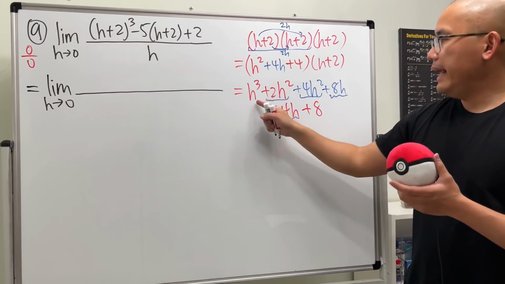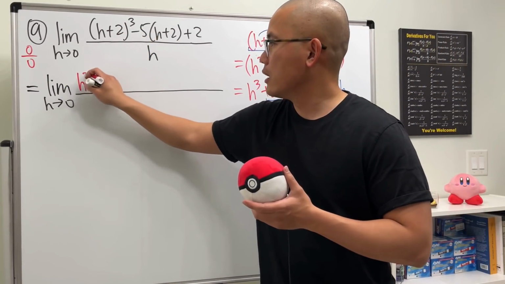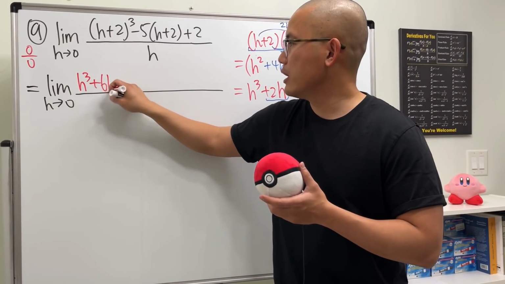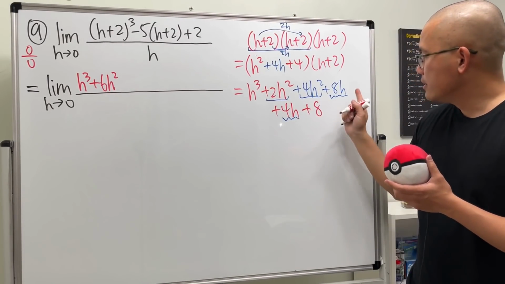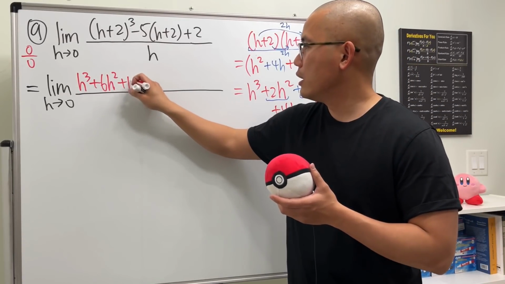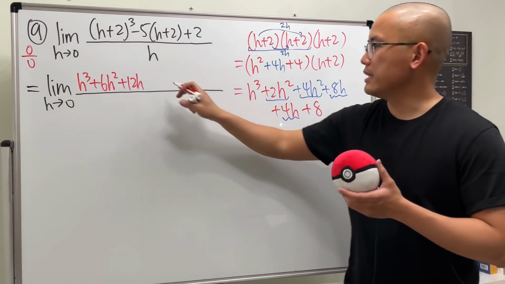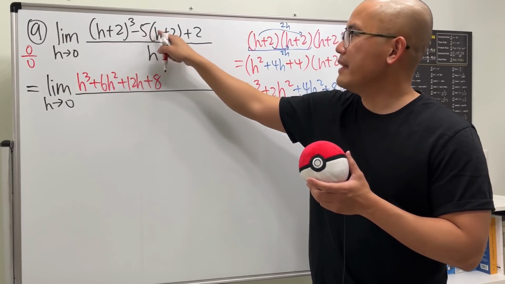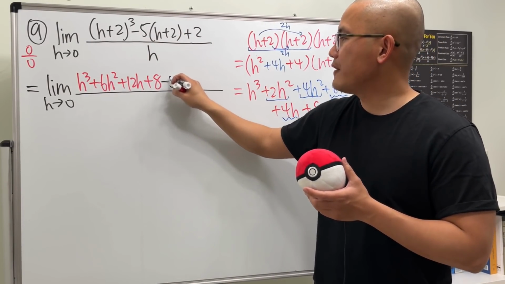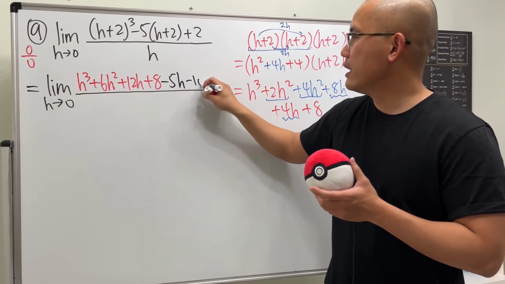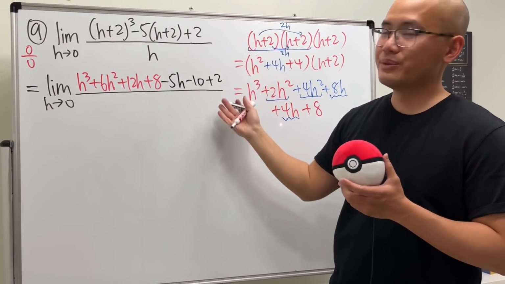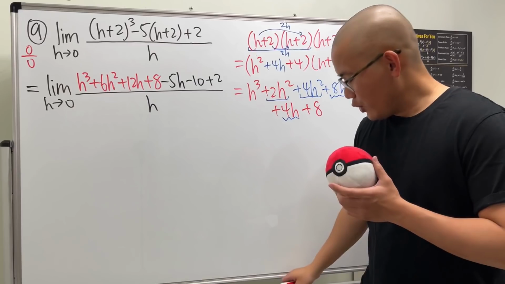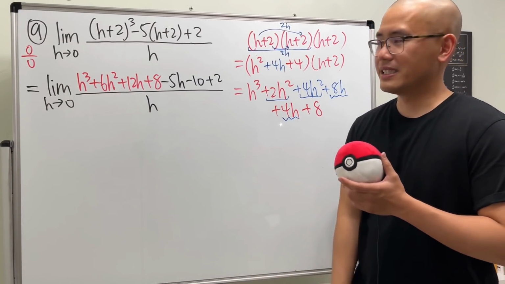This is going to be h to the third power, and then this and that is 6h squared, so we add 6h squared, and then this and that is 12h, and plus 8. Cool. Then we take the negative 5 and distribute it inside. We get negative 5h and then minus 10. And lastly, don't forget we still have that plus 2. And all this divided by h. So far, so good. And now what do we do next?